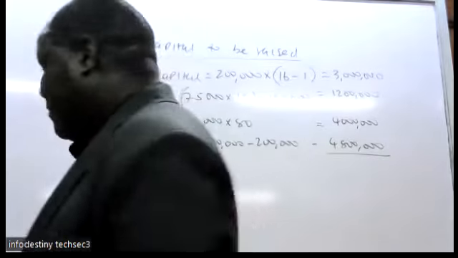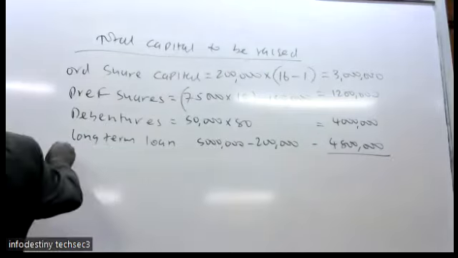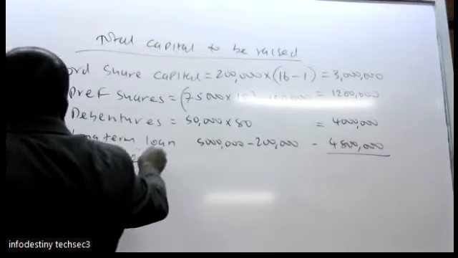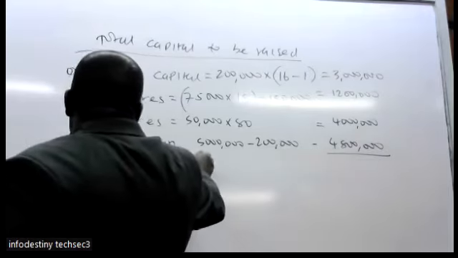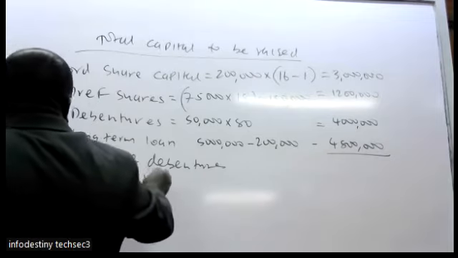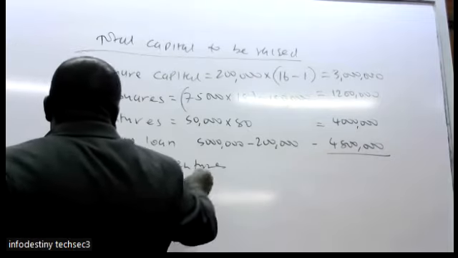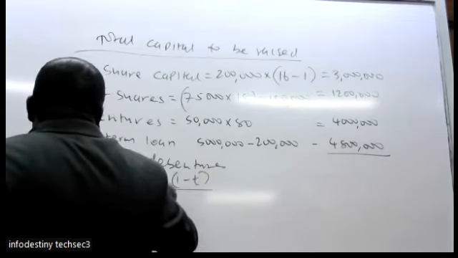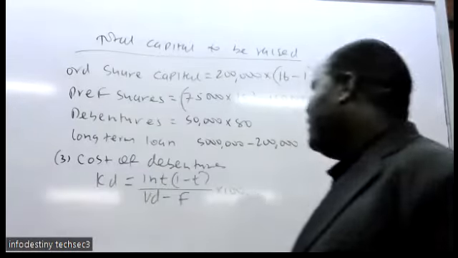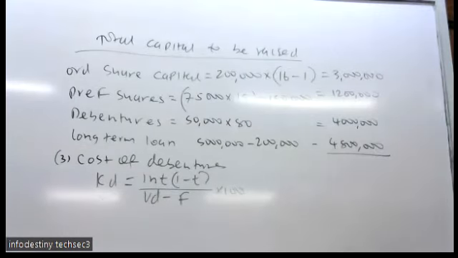So cost of the debenture. It is the same as KD. It is interest times 1 minus the tax rate, divided by the current value of the debenture, then the flotation cost like that.